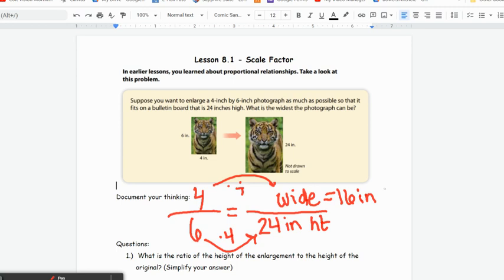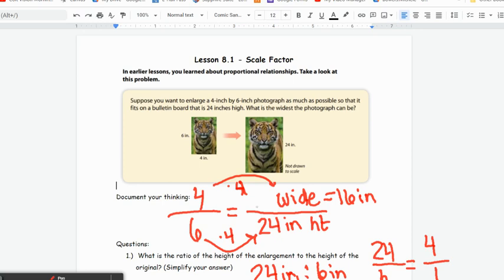Now the question is, what is the ratio of the height of the enlargement to the height of the original? The new height is 24 inches and the original was 6 inches. So that means the new one is 4 to 1. Maybe we would write it this way: 24 inches to 6 can be simplified as 4 to 1. The reason I want to show you that is because it's the same as the number that we multiplied by. We multiplied the width times 4 to get the new width.